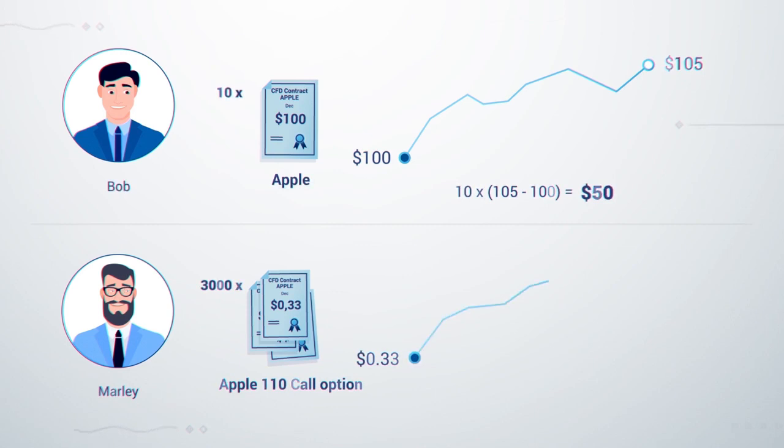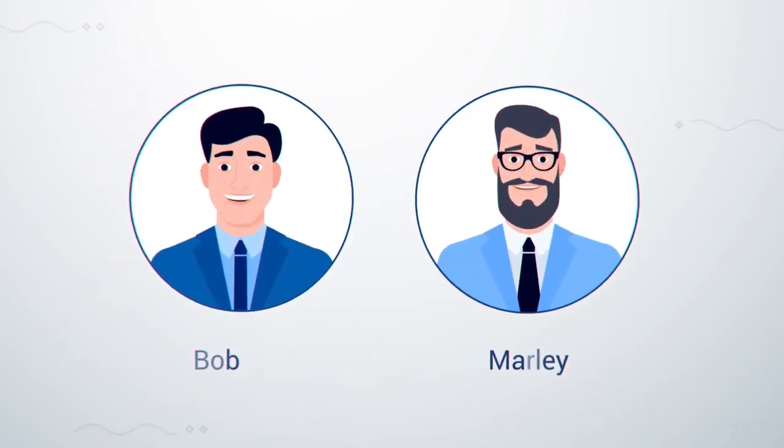Then, assuming that Apple's share price reaches $105, the option's price might climb to $0.7. If he closes the position, he will make a profit of $1,100. So, with the same amount invested, options can yield more profits but could equally incur greater losses.